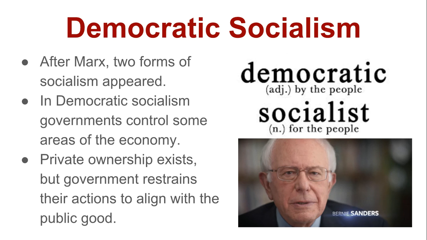Marx came up with this idea, but people ran with it in different directions. Democratic socialism is the more popular version of socialism today. Here, governments control some areas of the economy, but not all areas of the economy. Private ownership exists and is important in a democratic socialist society, but a democratic socialist society recognizes that in some cases, the government is in a better position to run certain aspects of the economy.